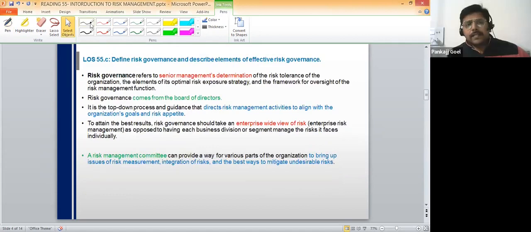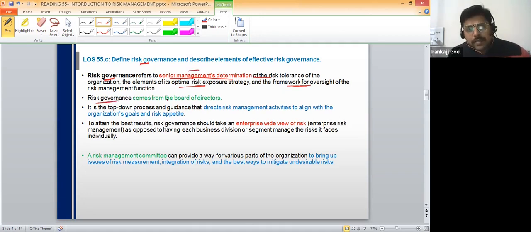So as I said, these are just theoretical chapters. There is no such concept, so we can just read the things even. So what is risk governance? Risk governance is senior management's determination of risk tolerance. It means senior management decide how much risk we can take. They decide what is the optimal risk exposure strategy, how much exposure we should take, and they decide upon the framework. So this is basically the top management decision.